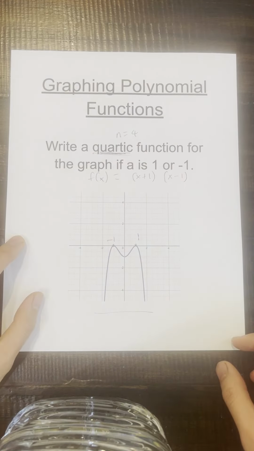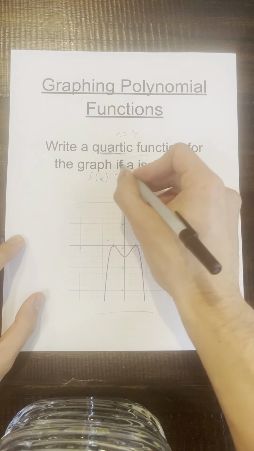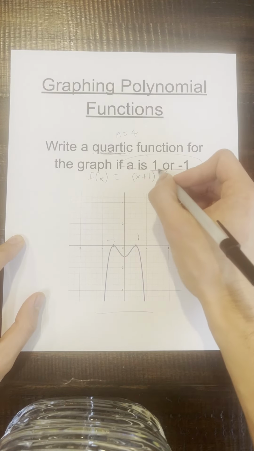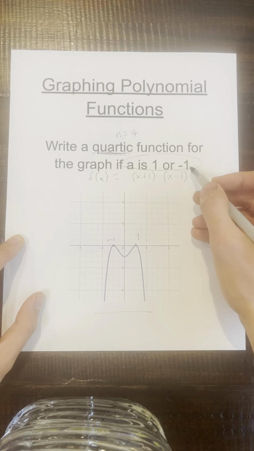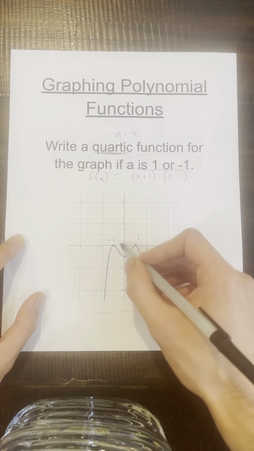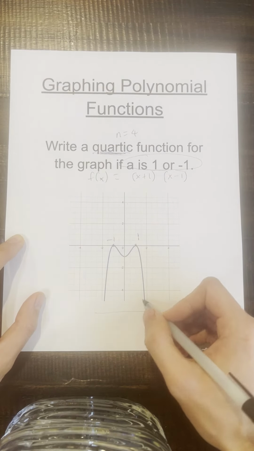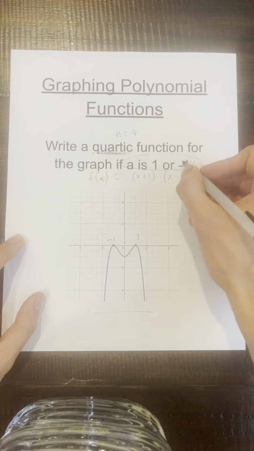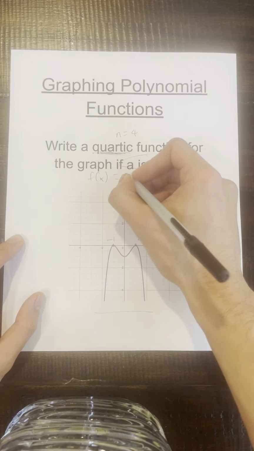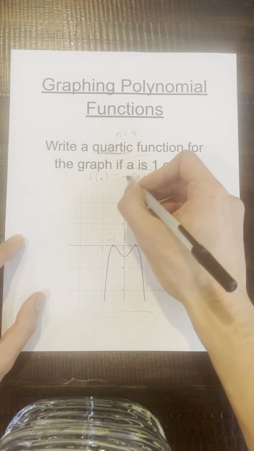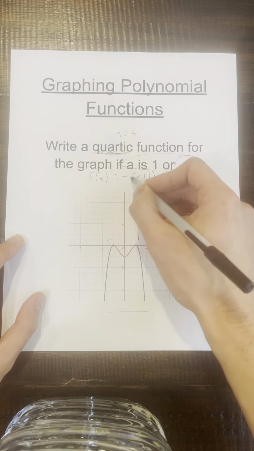Our third step was to do what? To find a, but we already know that it's either 1 or -1. So which one is it? Since this one opens down, a is going to have to be negative, and our only negative option here is -1. So we're just going to put the negative over here. We don't need to put the 1 here.